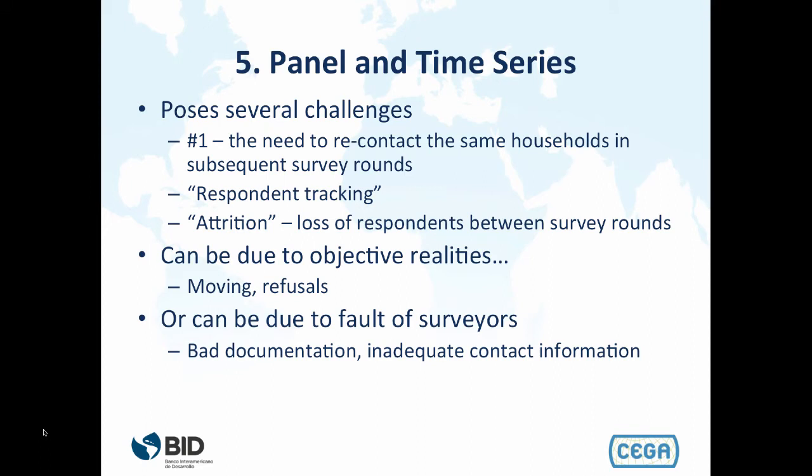Or it could be due to the fault of the surveyors themselves, so poor documentation or inadequate contact information being collected in the first or early survey rounds, therefore not informing subsequent rounds, and the ability to follow up with households over time. So in short, of course, just like anything, have a strategy, make sure this is built into the work plan itself so that supervisors know how to respond to issues of attrition in the field. Are they doing any sort of sample replacement? What is the specific strategy that should be in place should attrition become an issue in the field?